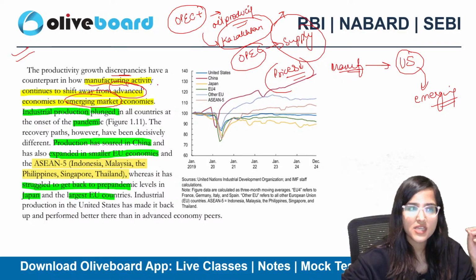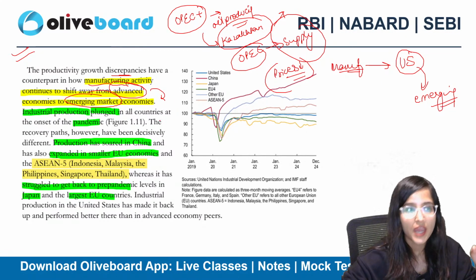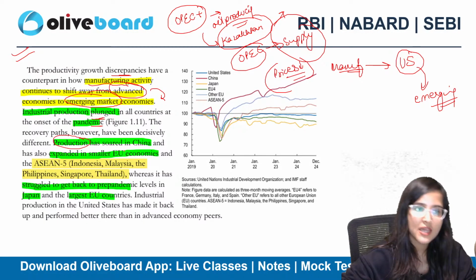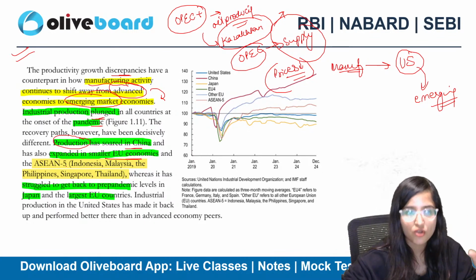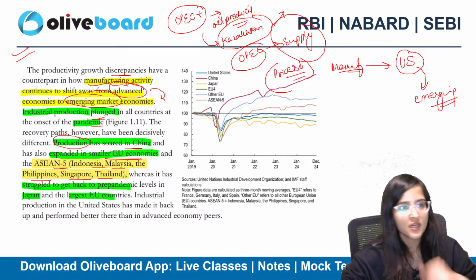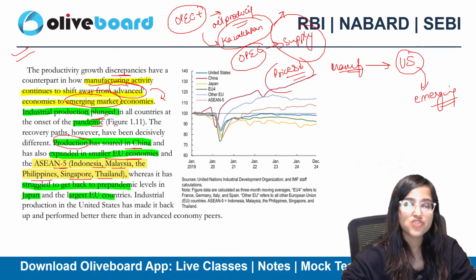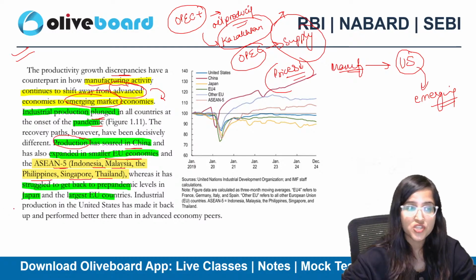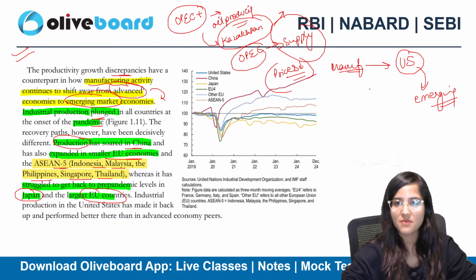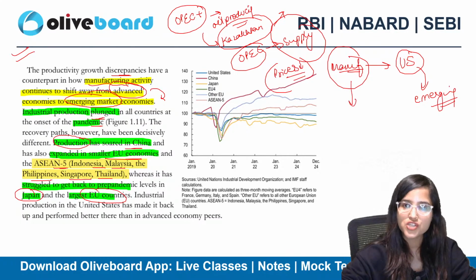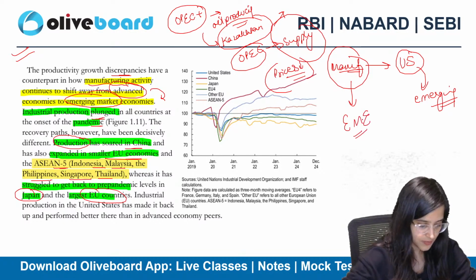ठीक है, so यहाँ पे what they are saying is manufacturing activity is shifting from advanced to emerging market economies. Industrial production has plunged after pandemic. Production लेकिन बढ़ गई है in China and it has expanded in smaller EU economies and also the ASEAN 5, Indonesia, Malaysia, Philippines, Singapore and Thailand. ठीक है, but it has struggled to get back to pre-pandemic levels, especially in Japan and large EU countries. So यहाँ पे what they are saying, the crux is that manufacturing units are shifting to the emerging market economies.